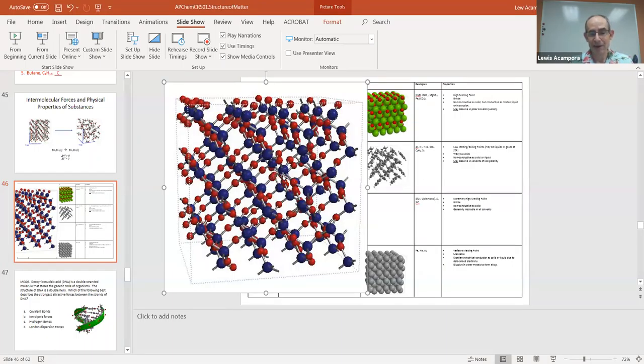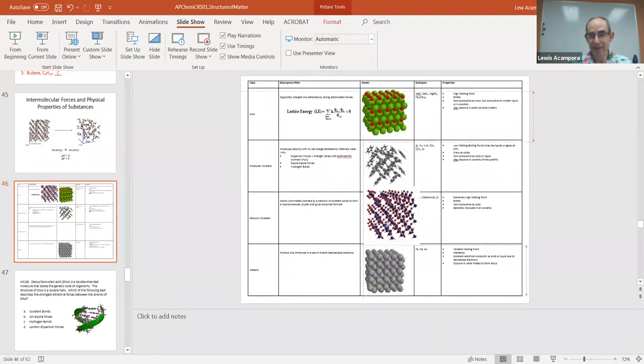So in one sense, we call this a network covalent particle because the covalent bonds extend throughout the entire particle. And a grain of sand is really, in some sense, a single molecule of silicon dioxide with the empirical formula SiO2, but with perhaps 10 to the 22nd silicon atoms and twice that number of oxygen atoms in that one grain of sand.